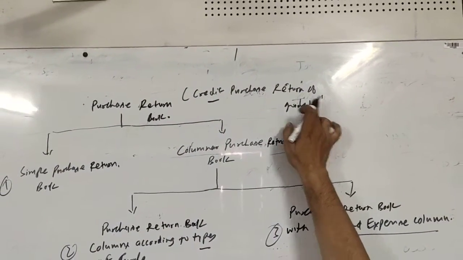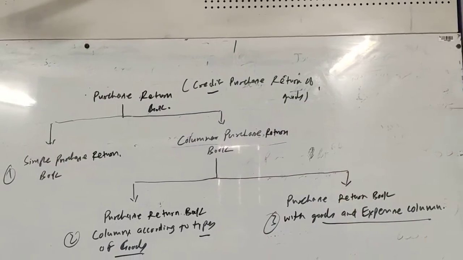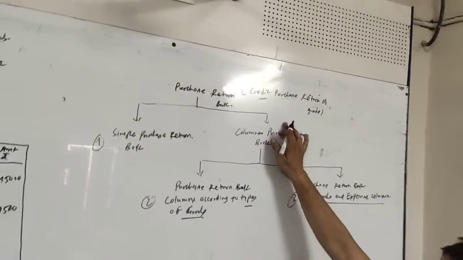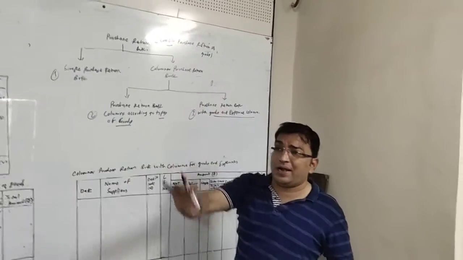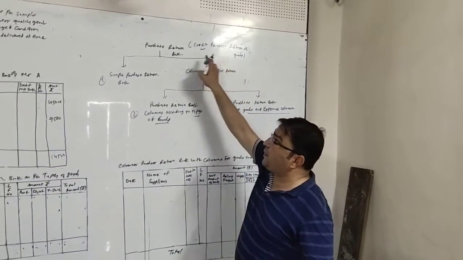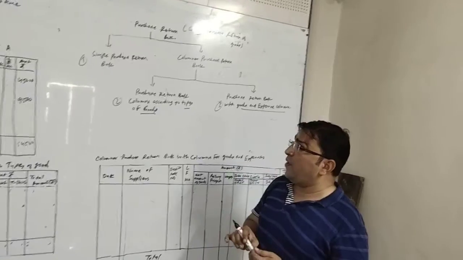What do we record in it? Credit purchase return of goods. The goods we have purchased on credit, we are returning to our supplier, will be recorded in purchase return book.